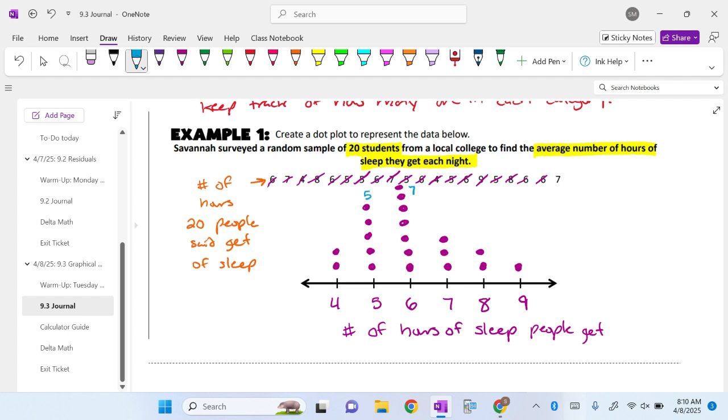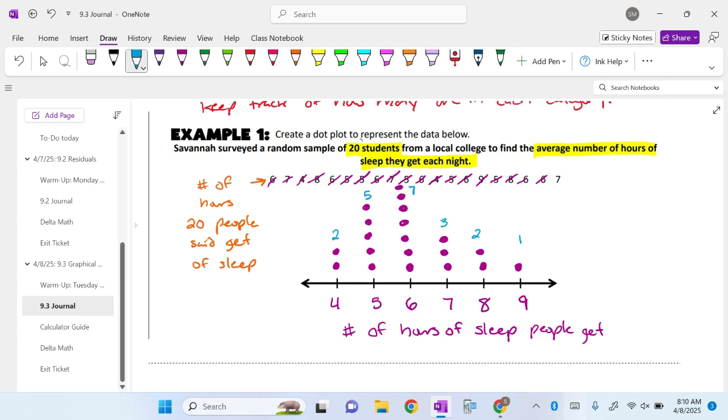5 people said 5. 2 said 4. 3 said 7. 2 said 8. And 1 said 9. Now, a good way to check yourself to make sure you plotted all of the correct dots: how many did they take in the sample?